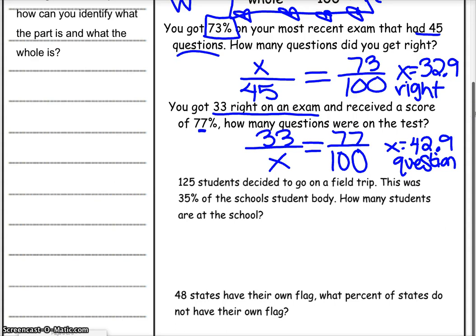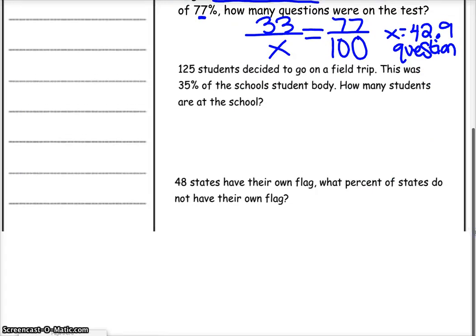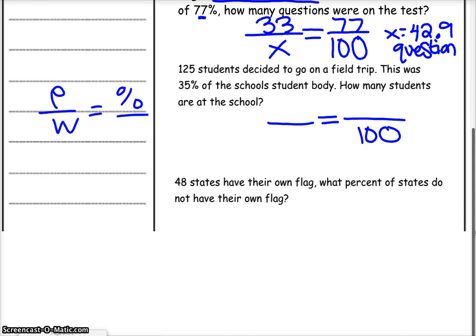125 students decided to go on a field trip. This was 35% of the school's student body. How many students are at that school? So again, I make my little skeleton. I know it should be part is to whole as percent is to 100. And now I just start filling in the blanks.